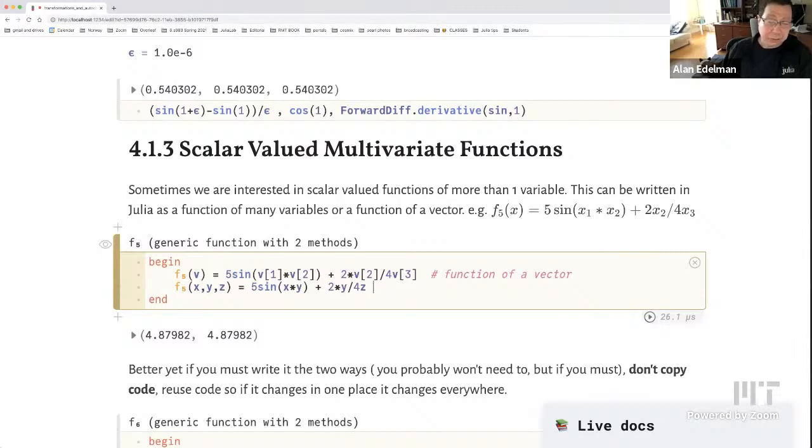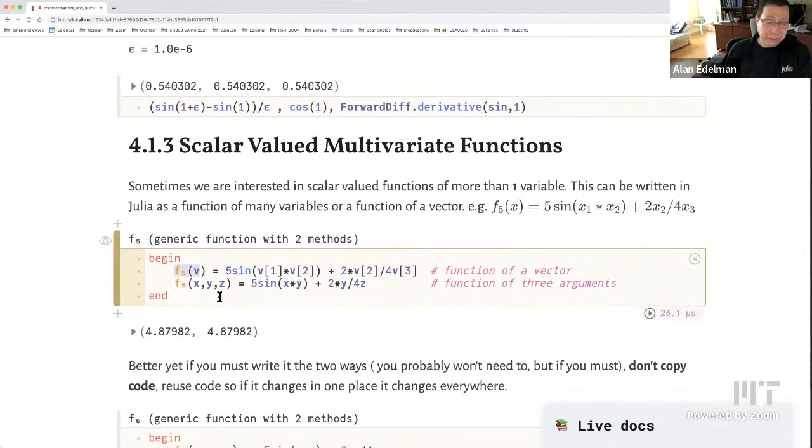Or what I find more readable is you can write it as a function of 3 arguments. But then the drawback of this is that it doesn't apply to vectors. So you could write it as a function of 3 arguments or a function of a vector. This is definitely more readable than this. I think everybody would agree with that. But in practice, what you really want to do is take functions of vectors. So I'll show you how you can fix that in a minute.